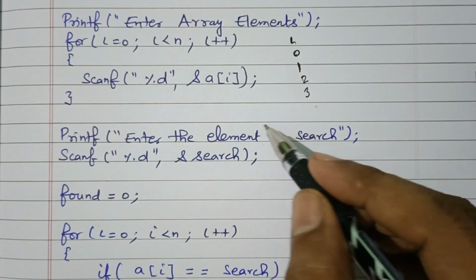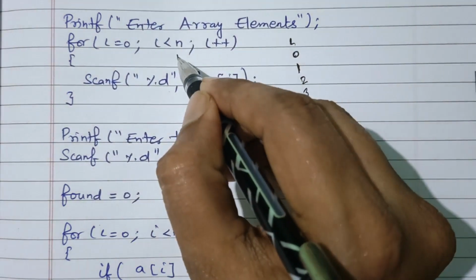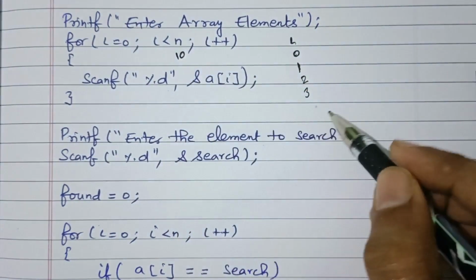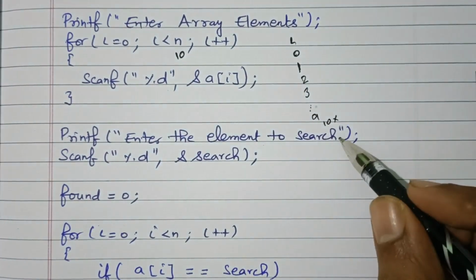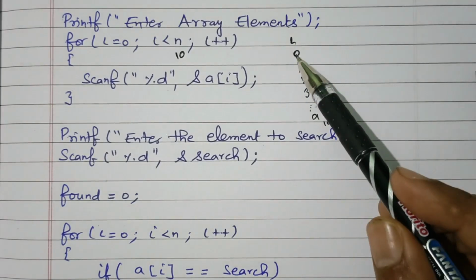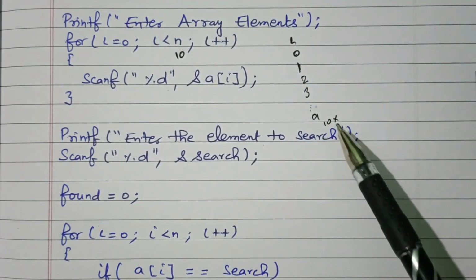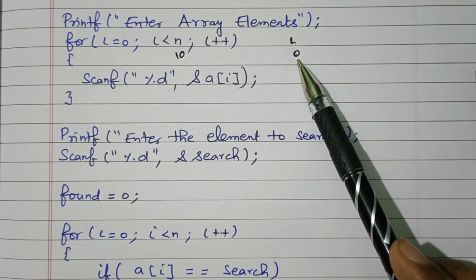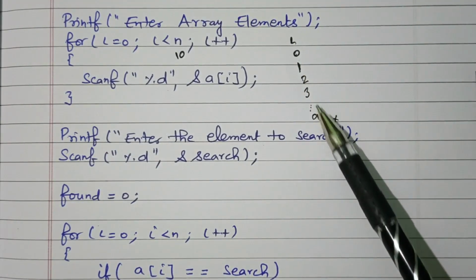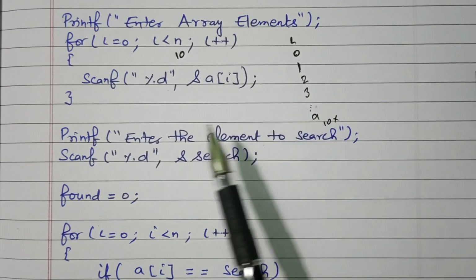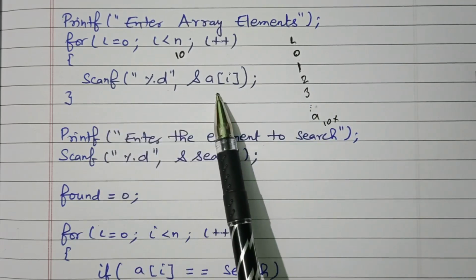Let us consider we have 10 elements available. We'll enter 10 elements, so it will go up to 9. If i is 10, it will stop and the loop will be terminated. So it starts from 0 to 9, which means 10 elements. The first element is stored in a[0], then a[1], a[2], a[3] up to a[9]. So now 10 elements are stored in this array.